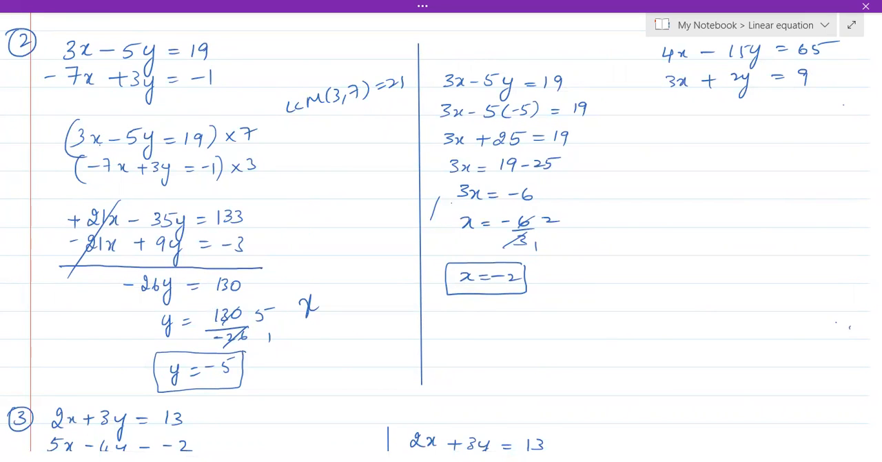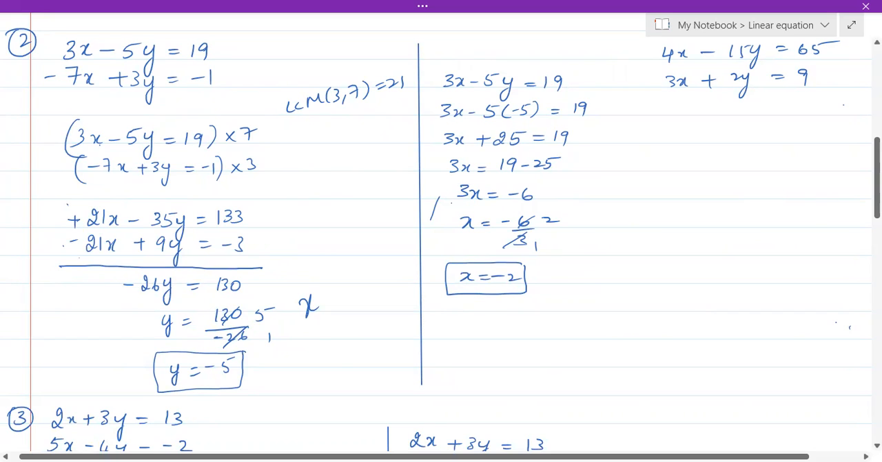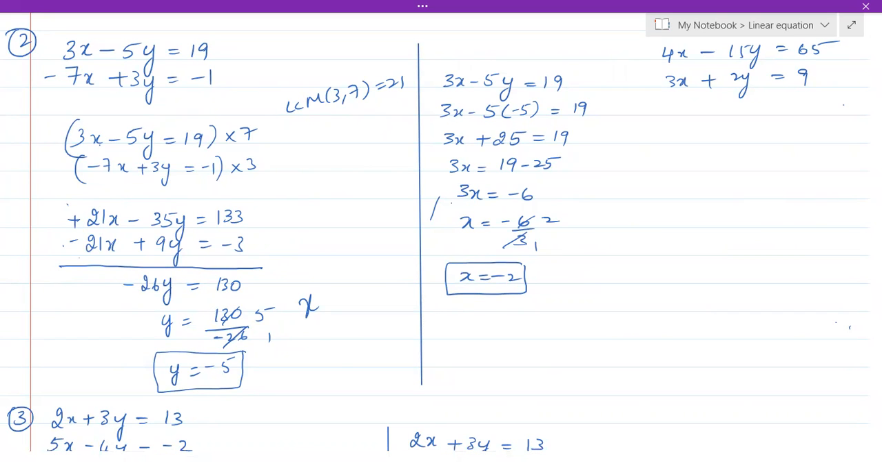As soon as I get the new equations, if you observe, in this equation you got plus and here you got minus, two different signs. They don't have the same sign. We have to change the sign only if the signs are the same, but here they are different, so we need not change. As you can see, plus 21x minus 21x gets cancelled, both get cancelled, and minus 35 plus 9, different signs, we have to subtract. So minus 35 plus 9 gives you minus 26.